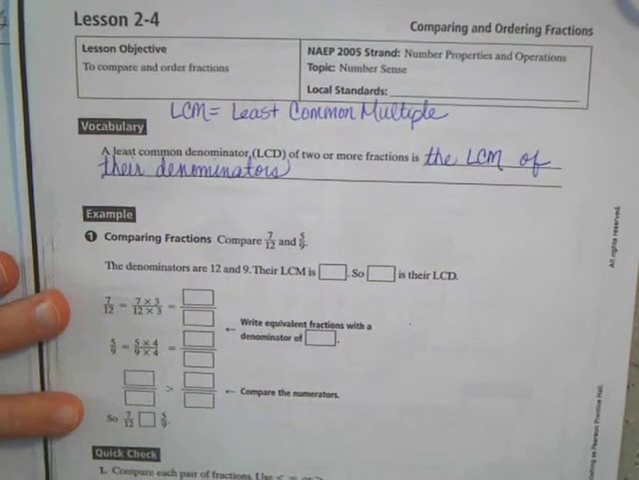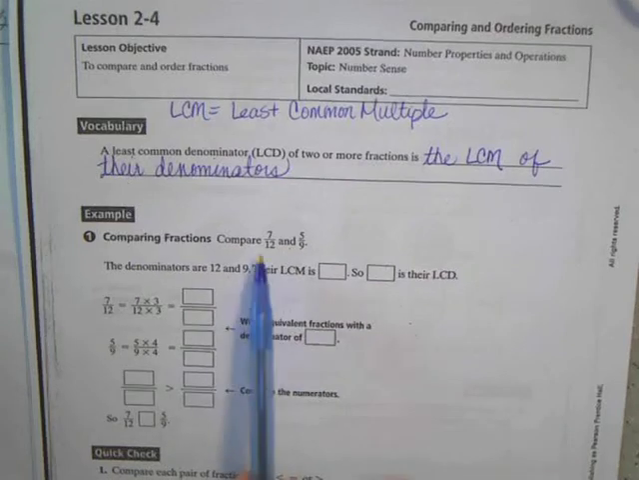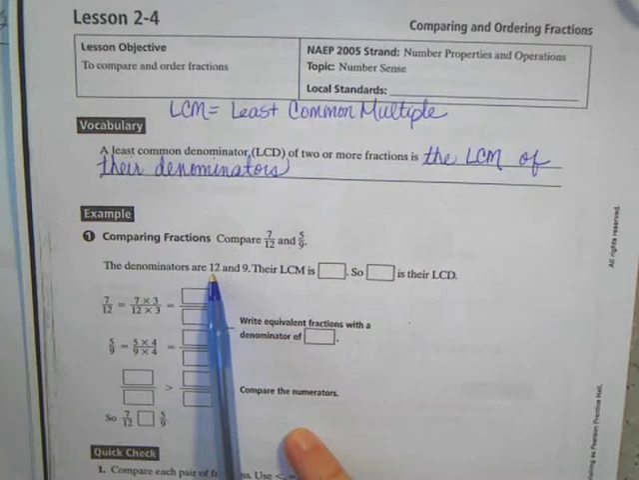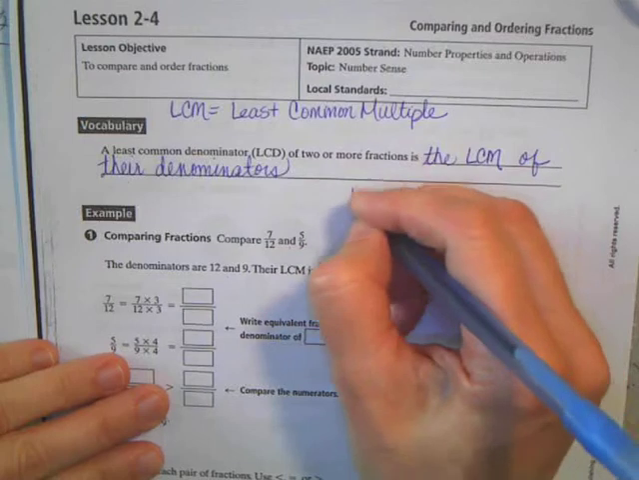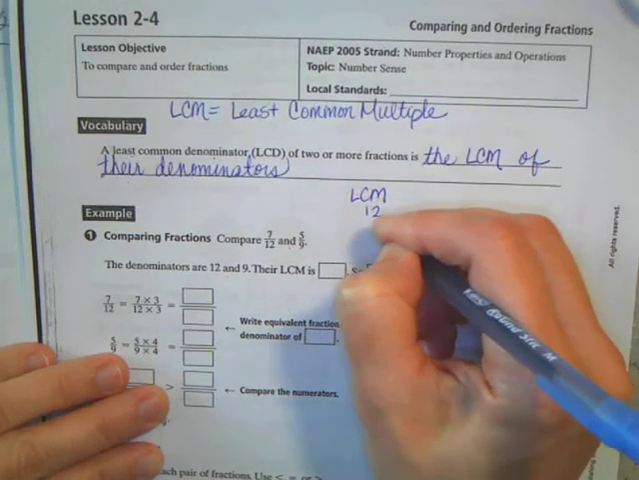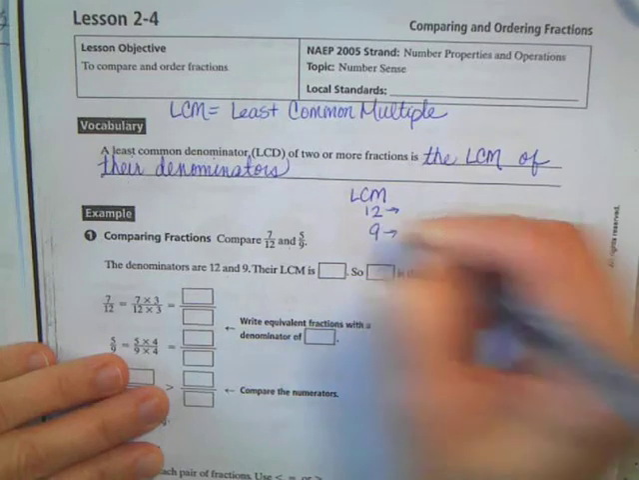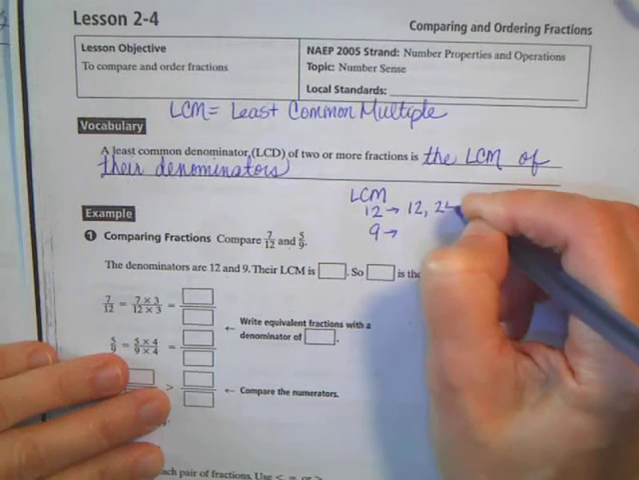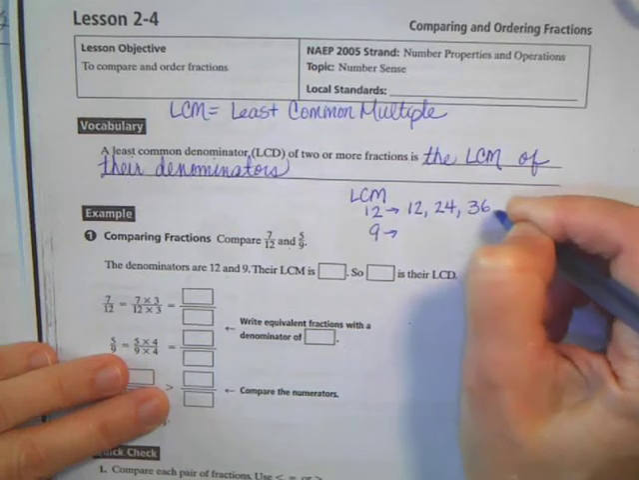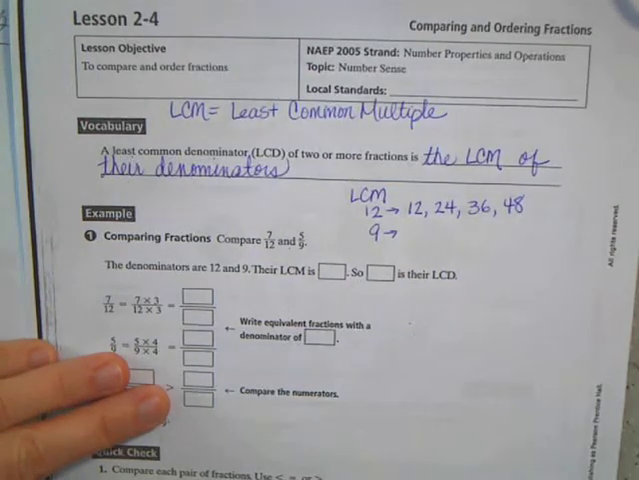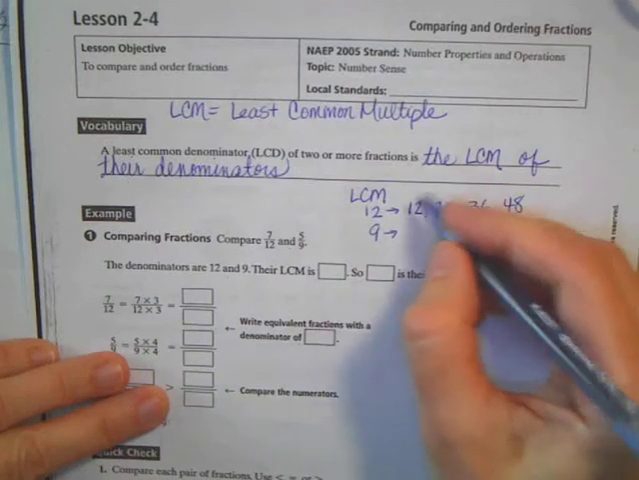Now, let's look at question number 1, comparing fractions. We want to compare 7/12 and 5/9. The denominators are 12 and 9. So what we want to do here is find the LCM of 12 and 9. I list multiples of 12. 12 times 1 is 12, 12 times 2 is 24, times 3 is 36, times 4 is 48. And usually I'm going to list 3 or 4 to begin with of one number, and then I'm going to do a few of the next number.